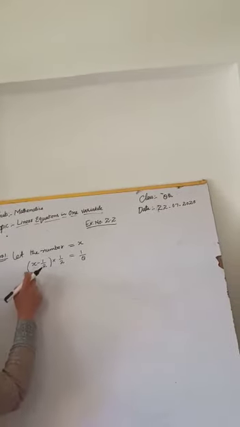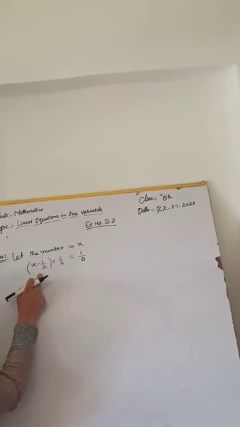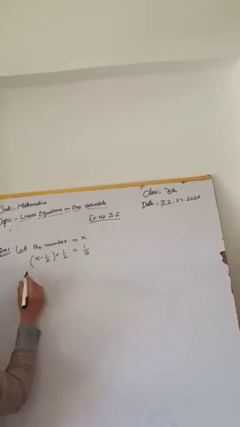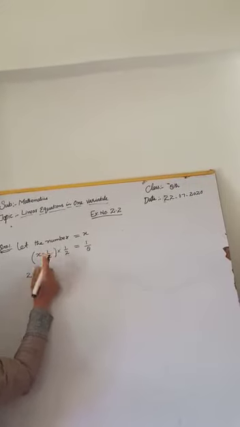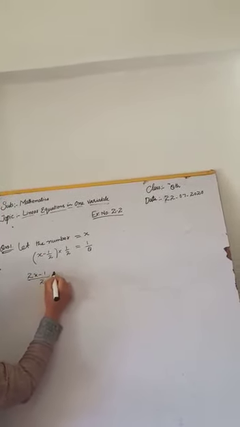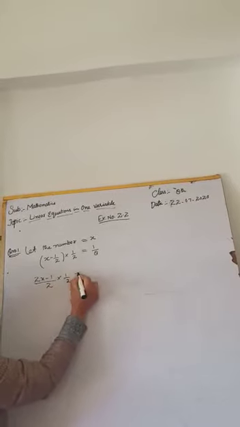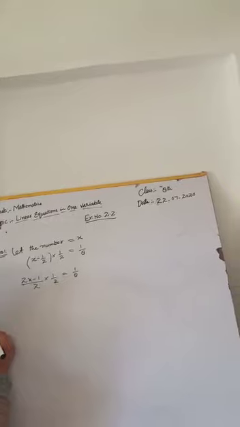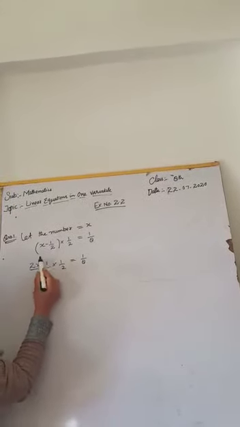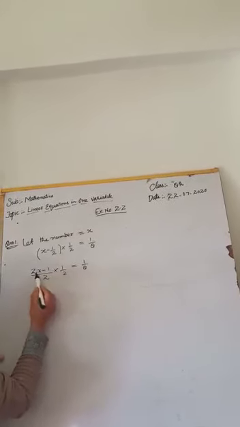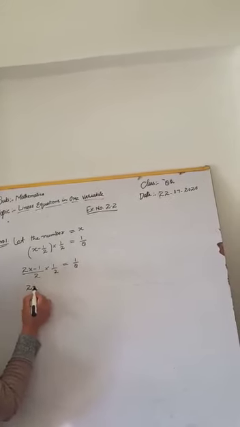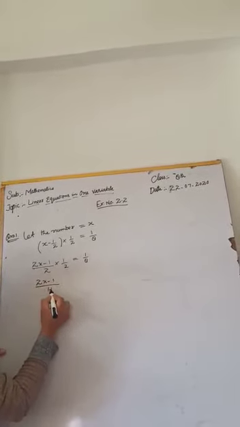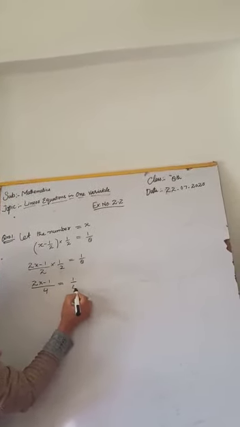So let's first solve this part of the equation. Here we have to do the cross multiplication. 2 into x is 2x minus 1, divided by 2, multiplied by 1 by 2, which as per the question is equal to 1 by 8. Again we have to multiply this expression with 1 by 2. 2x into 1 is 2x, minus 1 into 1 is 1, divided by 2 into 2 is 4. It's equal to 1 by 8.